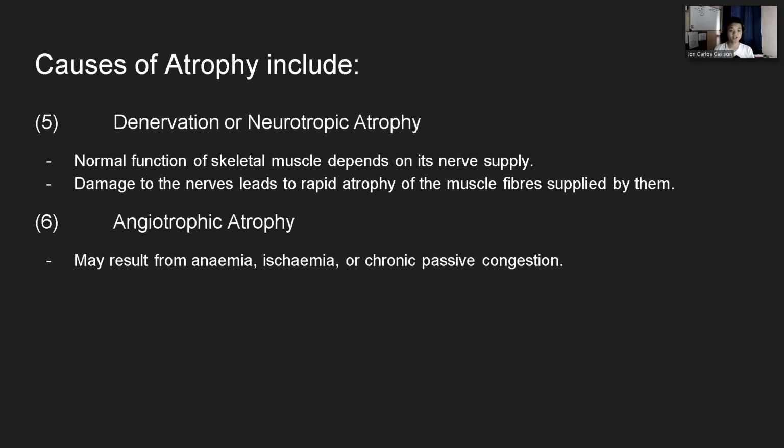The sixth is angiotrophic atrophy. Diminished blood supply, like anemia, ischemia, or chronic passive congestion, may lead to atrophic changes. For example, parasitic ischemia caused by Strongylus larvae, by the occlusion of the femoral artery, leads to atrophy of the hind limbs in horses.